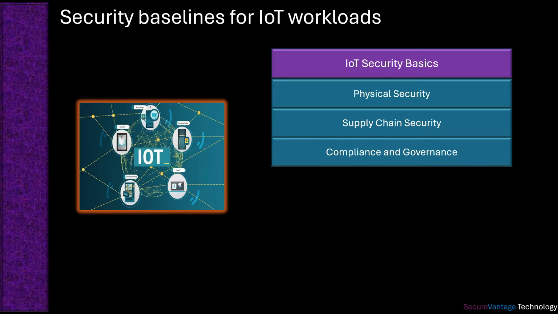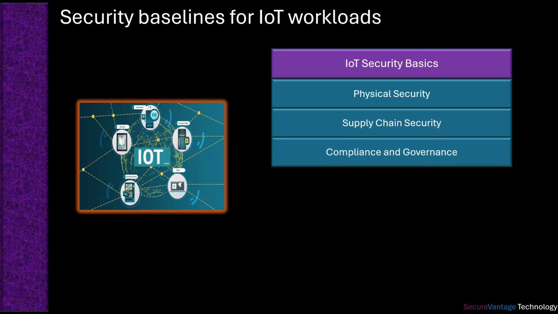For compliance and governance, ensure IoT systems adhere to relevant industry regulations and standards. Map security controls to regulatory requirements like GDPR, HIPAA, or industry-specific standards like IEC 62443 for industrial IoT. Conduct periodic audits and maintain documentation for compliance.